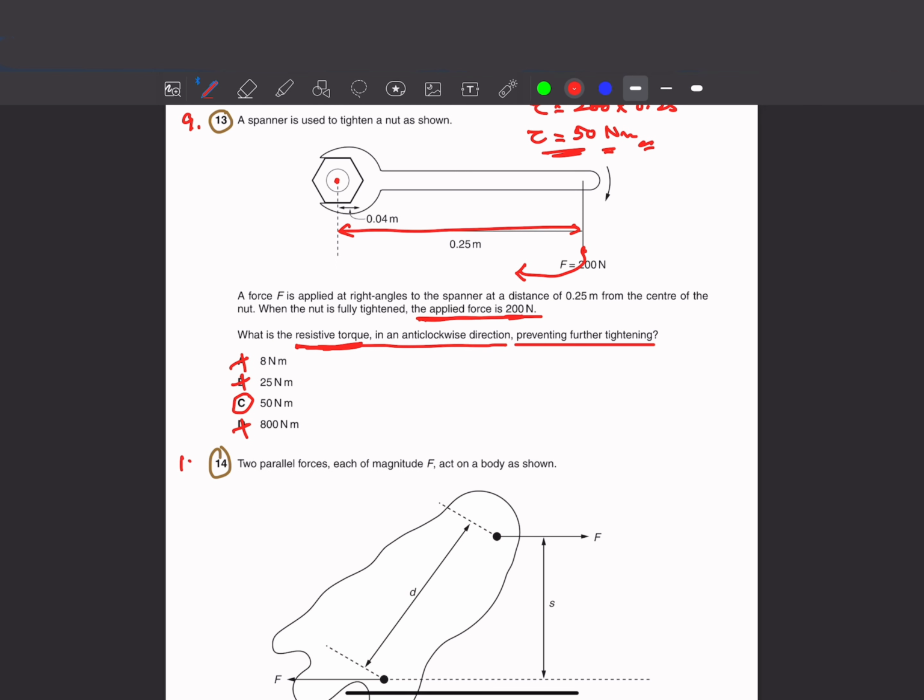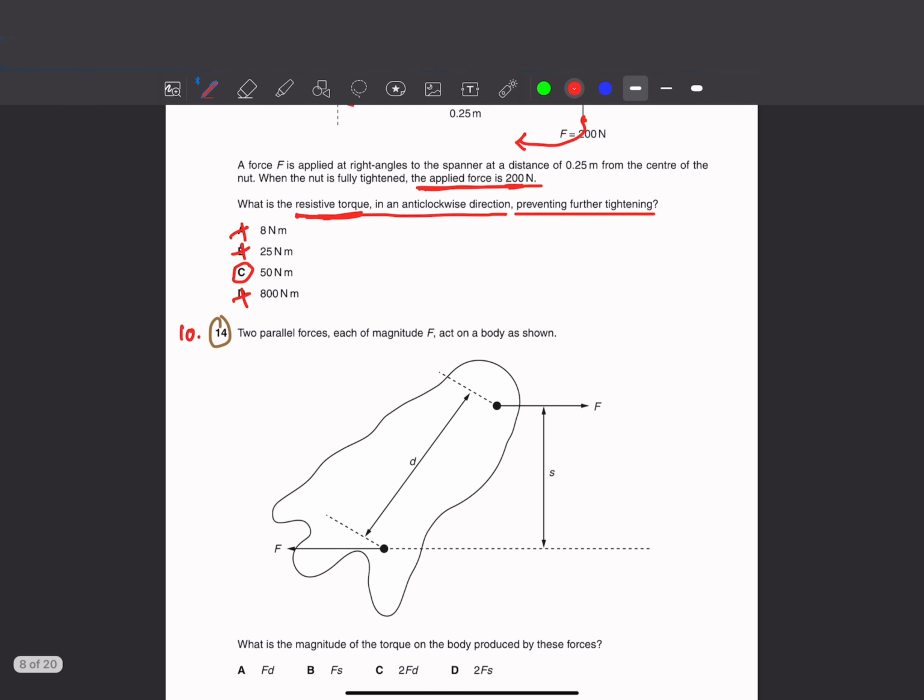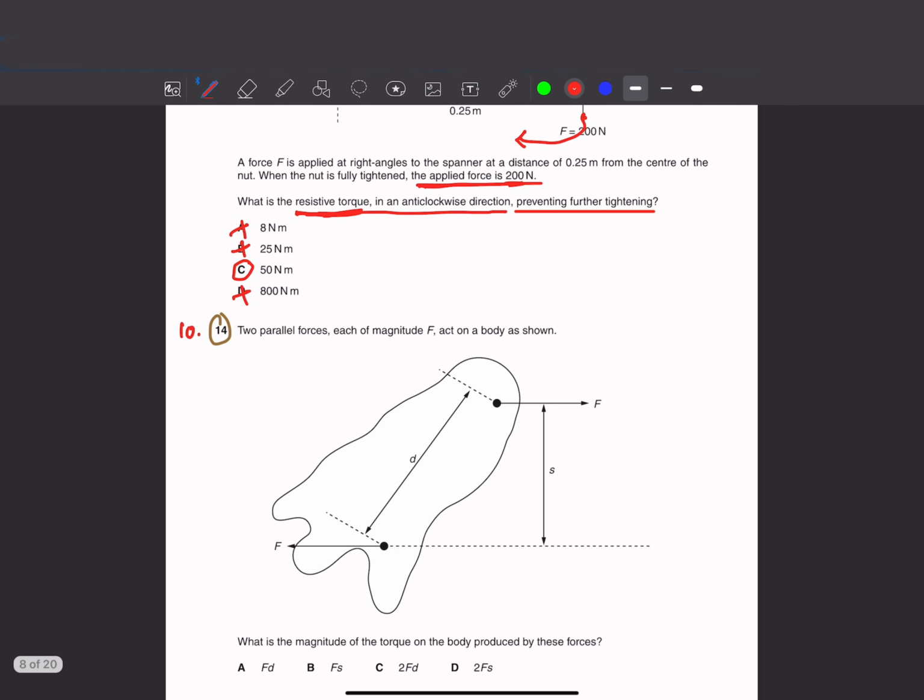Then question number 10. Here again a very simple thing, I think. Two parallel forces, each of magnitude F, act on a body. What is the magnitude of the torque on the body produced by these two forces? So first of all, as they are saying two parallel forces, each of magnitude F, it means equal magnitude, parallel forces, opposite in direction, as you can see.